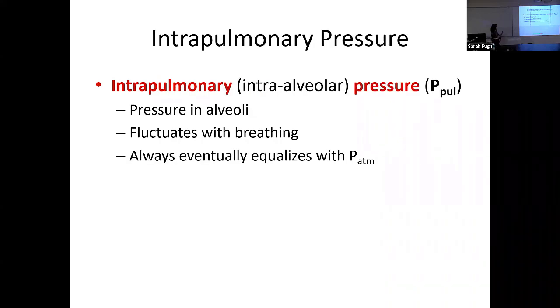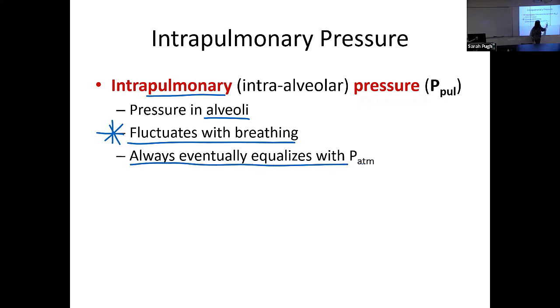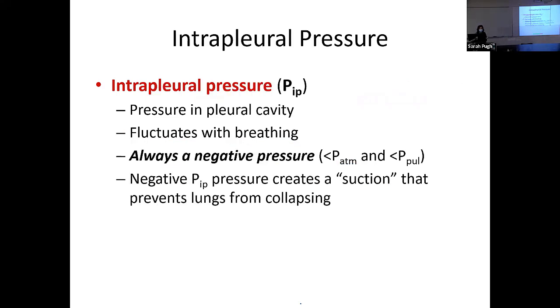Other than atmospheric pressure, we also have intrapulmonary pressure. Remember, pulmonary means lungs. So this is the pressure in your lungs, in your alveoli. This is what's changing for you. You are changing the pressure in your lungs. This is the one that's going to fluctuate with your breathing. Atmospheric pressure is not typically changing for you. It's intrapulmonary pressure that changes. And I'm going to come back to this right here. It always eventually equalizes with what's in the atmosphere. It'll make sense as we keep talking about these pressures. So I'll come back to that.